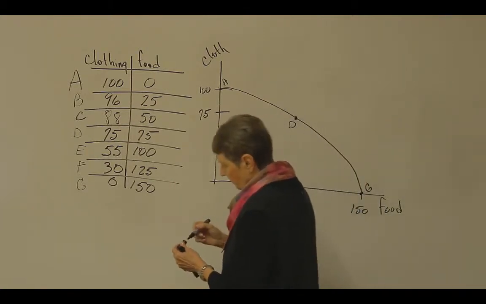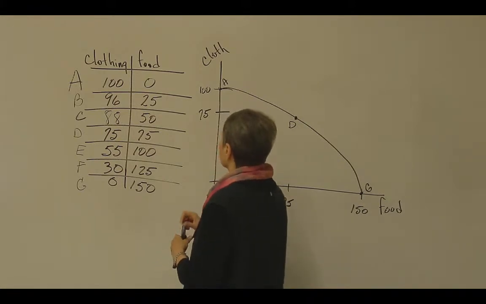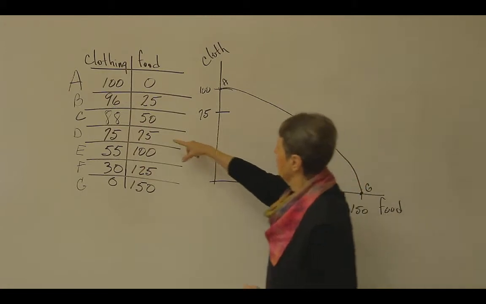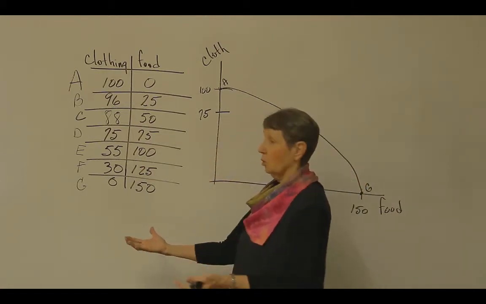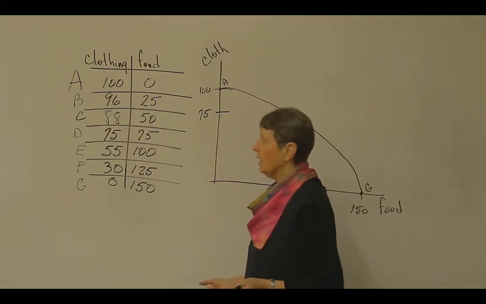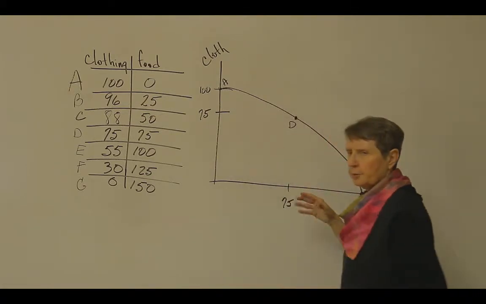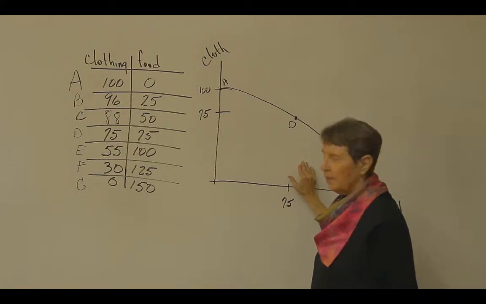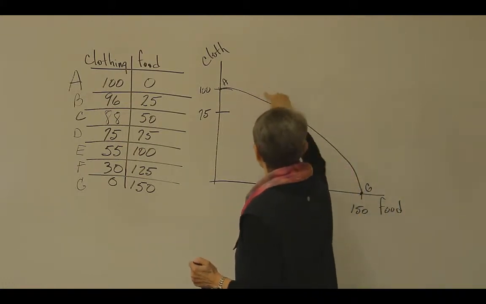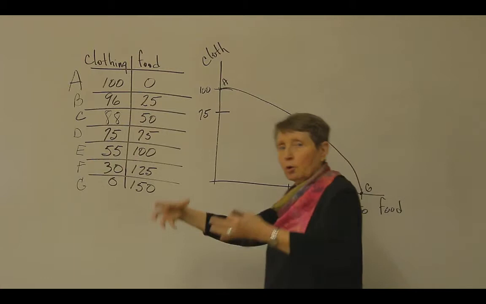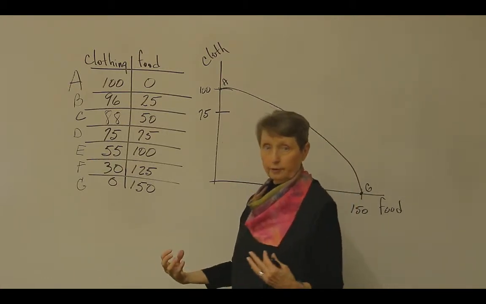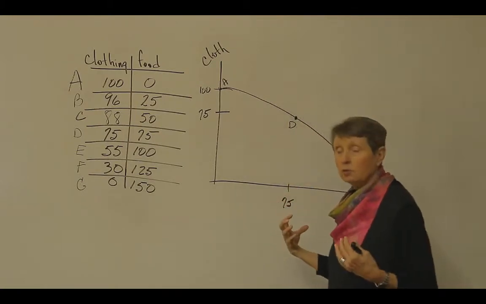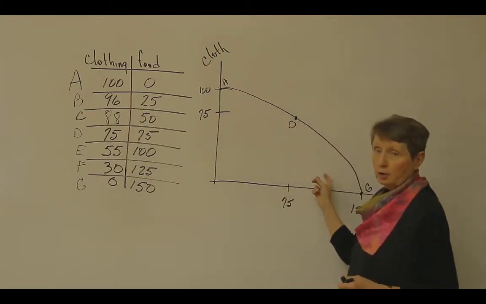Now, sometimes students will ask, where should we be? Should we be at point D because we're making equal amounts of clothing and food? From an economist's perspective, where we should be is somewhere on this curve. Because if you are producing anywhere on this curve, you are using all of your resources and all of your technology. From an economist's perspective, we're concerned with efficiency. Efficiency means you're producing on this curve.